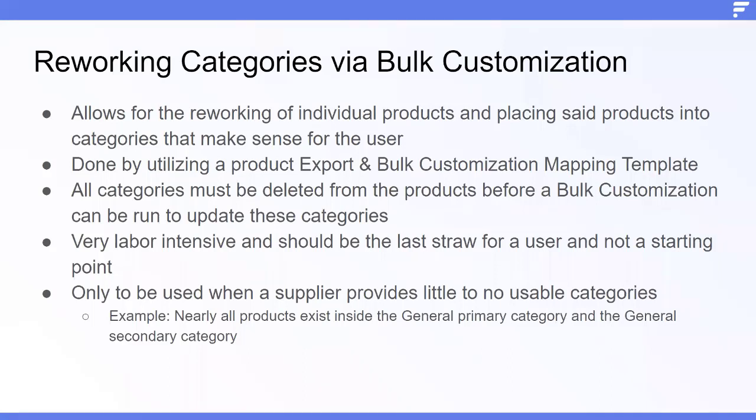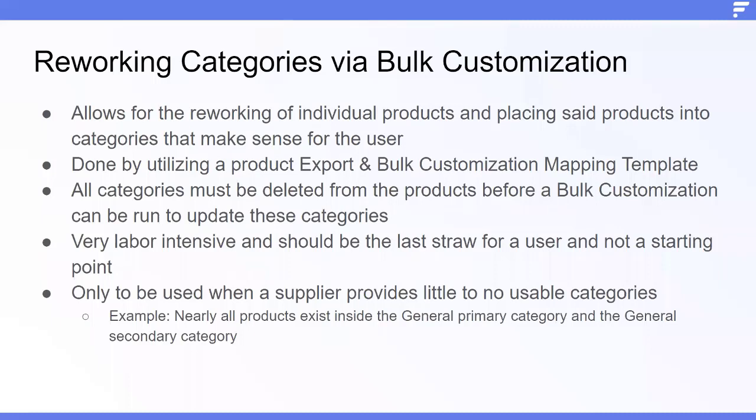So you will have to get Flexpoint involved. You'll have to say, hey, I've tagged these products with delete categories. Can you please delete their categories? I'm trying to update them. But this system is very labor intensive, and this should be your last straw and not your starting point, because you have to manually take these essentially from product to product in a spreadsheet by yourself. And it's difficult.